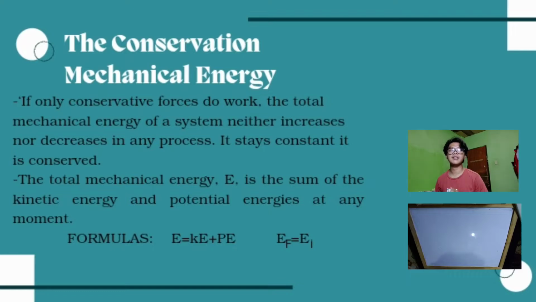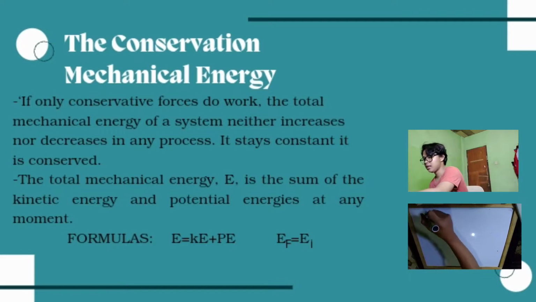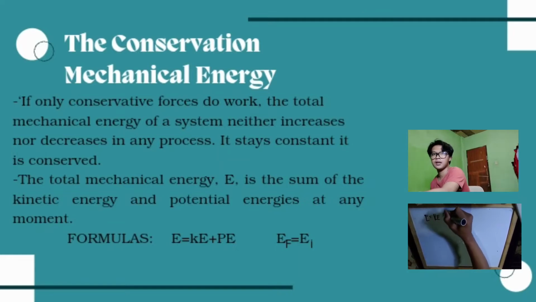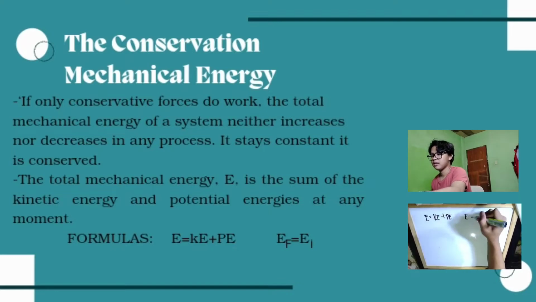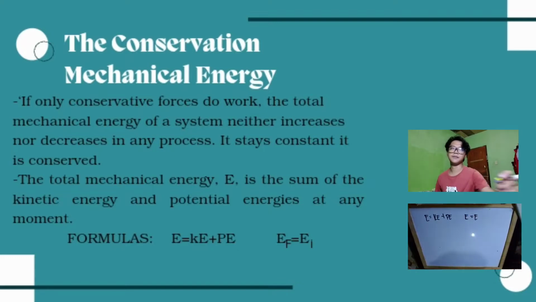The total mechanical energy, E, is the sum of the kinetic energy and the potential energies at any moment. So we have a formula of E equals kinetic energy plus potential energy. E equals E. So, let's move to example number 1.